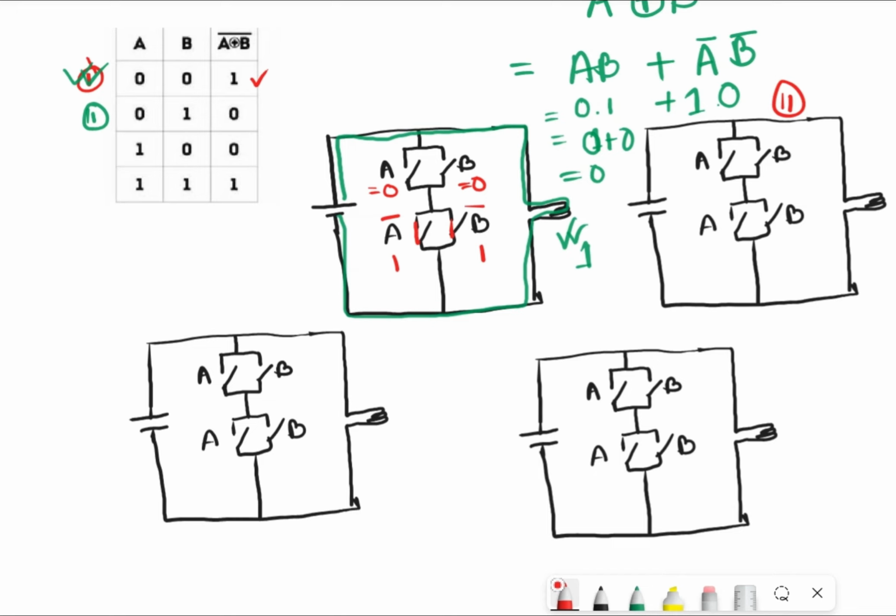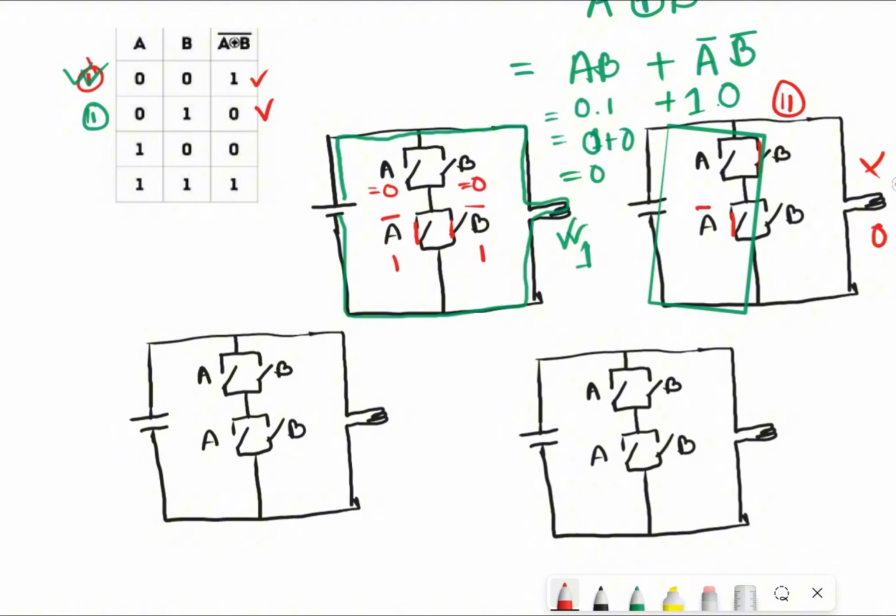So this is case number 2. A is 0, it means it is open, and B is 1, so this is connected, and then A bar, that is connected, and B bar is open. So the current flow will be from here to here, then here, then it will come back to complete the closed circuit. As a result, there will be no current flow through the bulb. As a result, the output is 0. So it is also justified, case number 2.